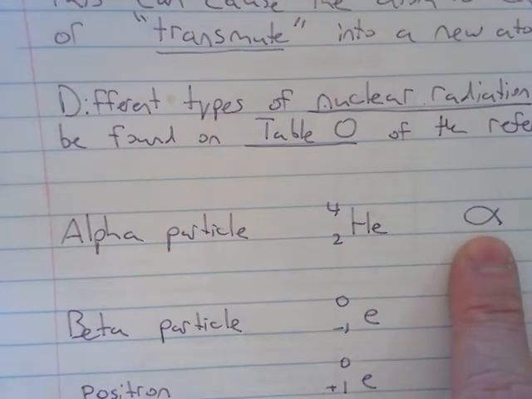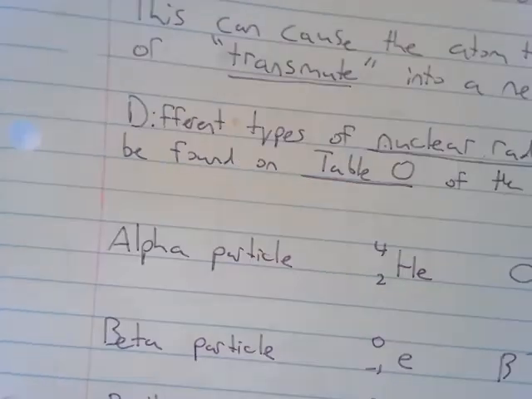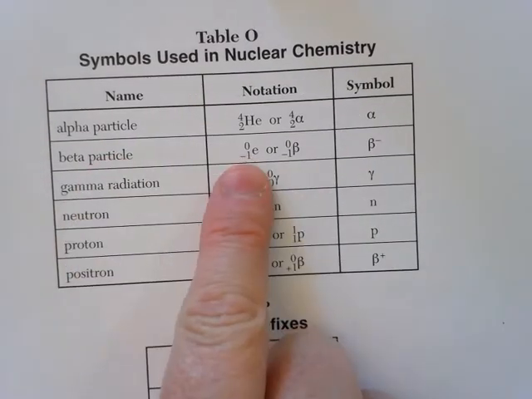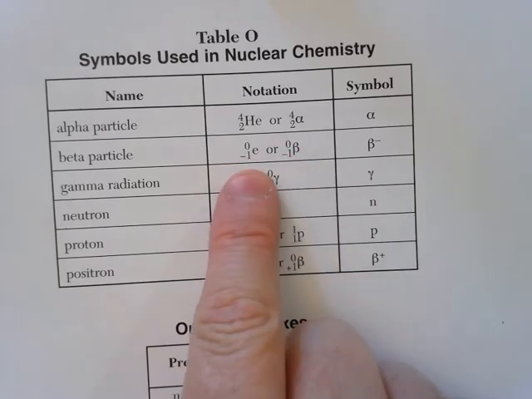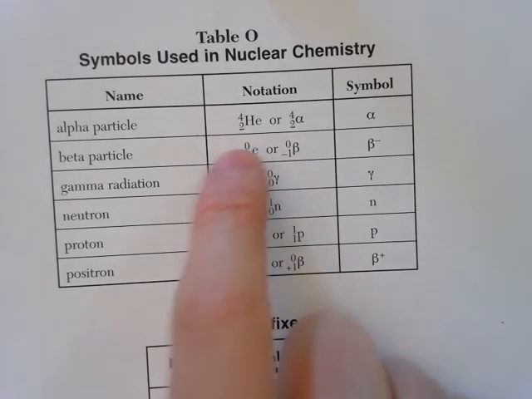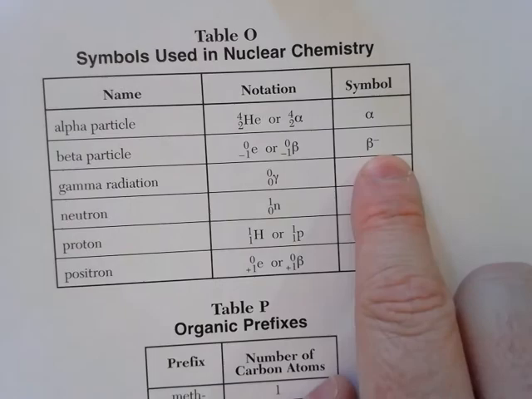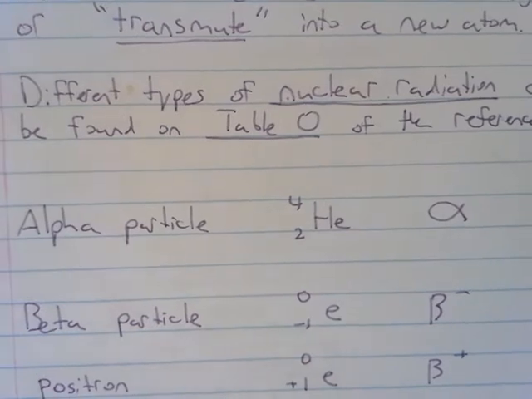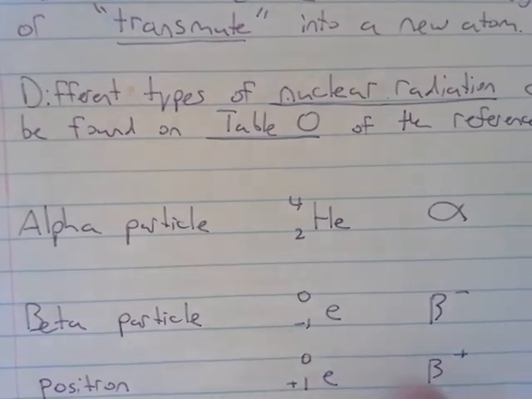Another type of radiation is called a beta particle. If you notice, the symbol for beta particle is an e with a -1 on the bottom and a 0 on the top. That's the notation, or β- as the symbol. What exactly is a beta particle? Well, the e stands for electron. It's actually just an electron. Remember, electrons have no real mass and have a -1 charge.